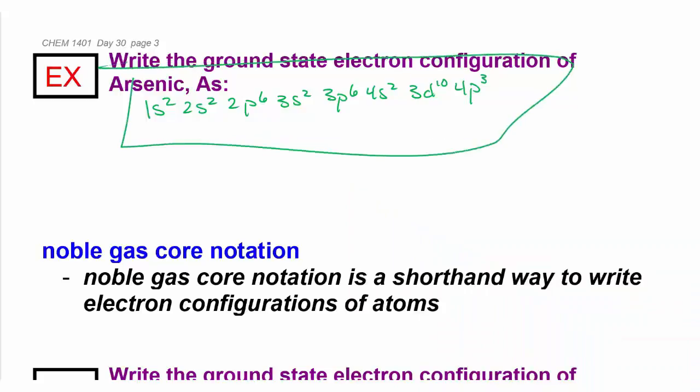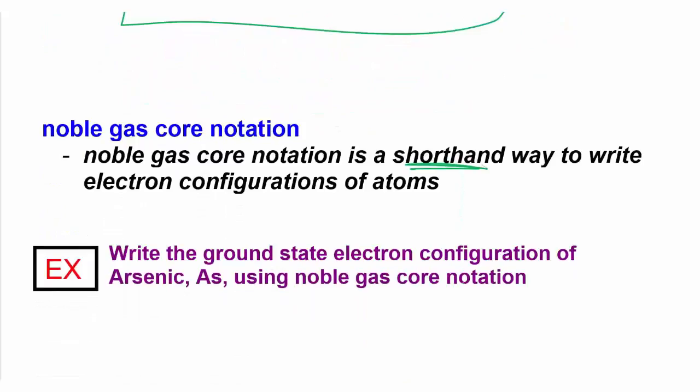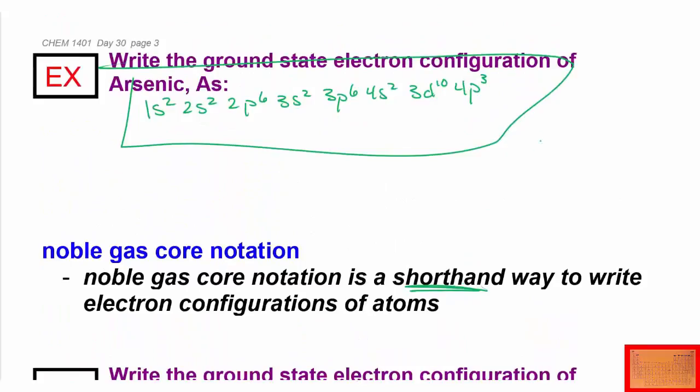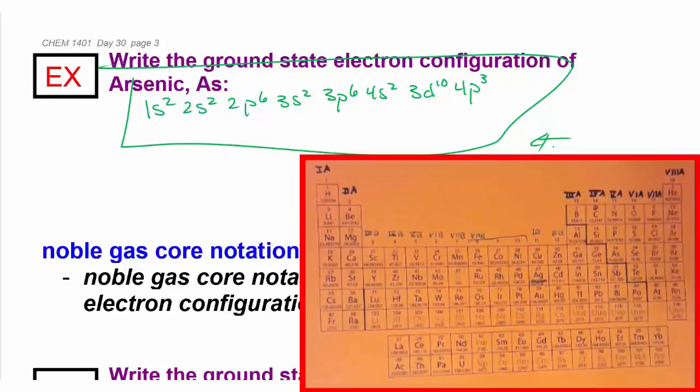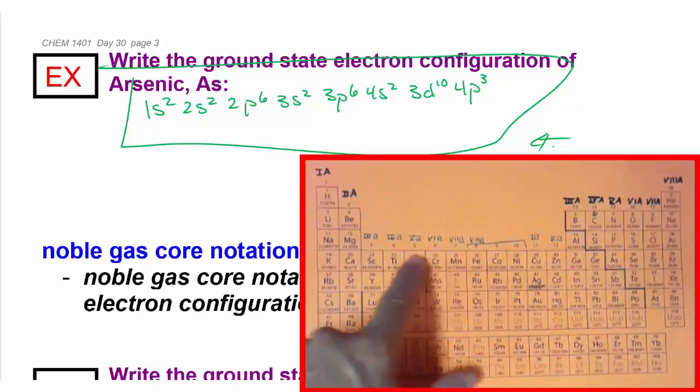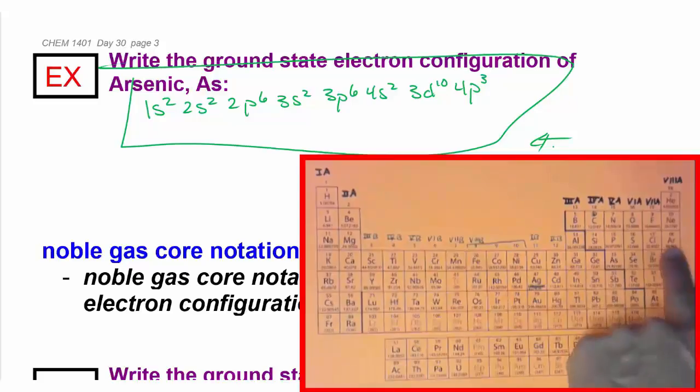Noble gas core notation is a shorthand way to write electron configurations for atoms. And it's nice. Let me show you what I mean. Write the ground state electron configuration of arsenic using noble gas core notation. So this is what it looks like without noble gas core notation. With noble gas core notation, all we do is find what we're looking for in the periodic table, arsenic, and go back until we hit a noble gas.